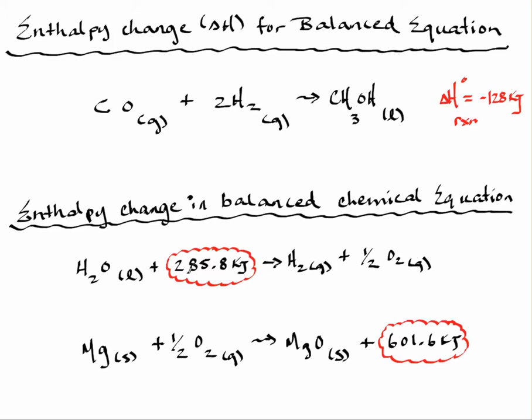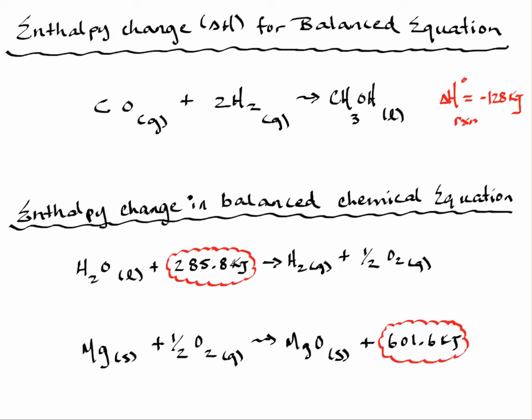Now, if you want to include the energy sign within the chemical equation, this is how you would do it. You would take the energy sign, be it positive or negative. If it's an endothermic reaction, it's positive, and you would put that on the reactant side. If it's a negative value, that means it's exothermic, and you would put that on the product side.